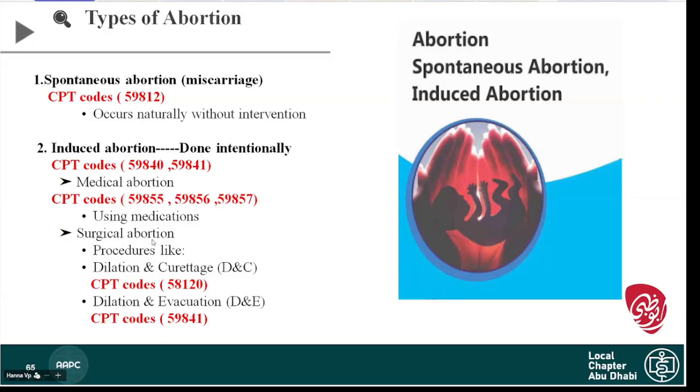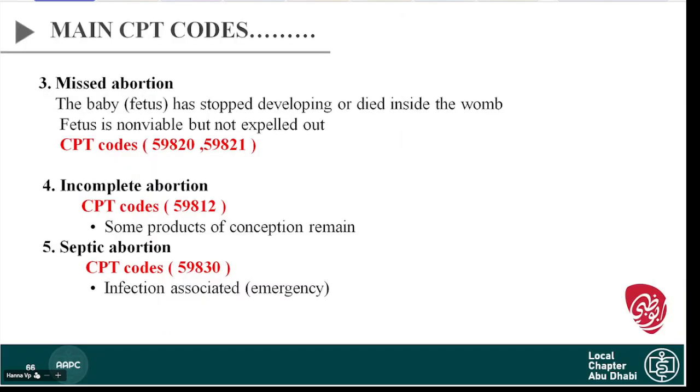Surgical abortion procedures may be, have you heard about dilation and curettage, dilation and evacuation, guys? These are the two types of surgical abortion, D and C and D and E. Okay, dilation and curettage code 58120 and dilation and evacuation 59841. These are the basic procedures we are using for surgical abortion. At the same time, next one, missed abortion.